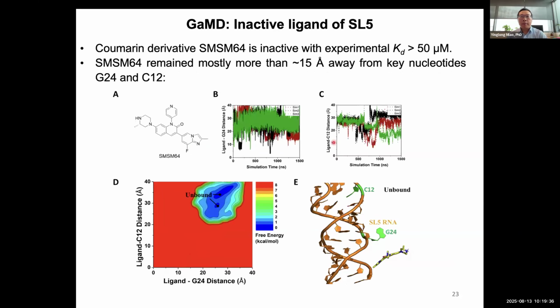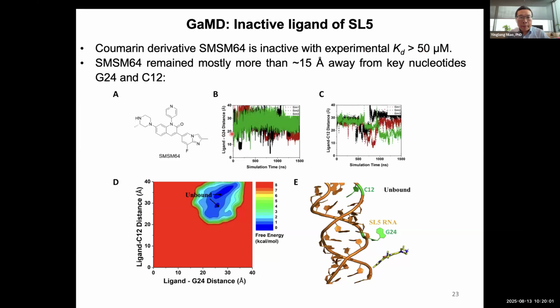Then we added the GaMD simulations on a couple of inactive compounds. We thought this could be requested by the reviewers. It can serve as a negative control. So here I would show you one of the examples. We have this inactive compound SM64. The experimental KD would be 50 micromolar, so it doesn't really bind.